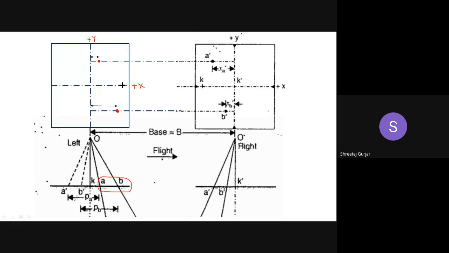Okay, so I'll just go through the derivation and finish it off quickly. So this is A, this is B, this will be XB, this will be XA. This will be point K and this will be point K dash. This particular plus point which is here is K dash, and this is K. Principal point, conjugate principal point.